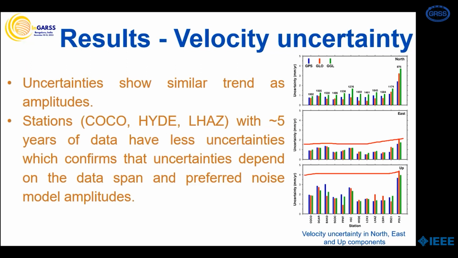Here we have shown the number of days of data used for processing in this analysis, for example 1902, 1505, and so on. We can observe that the stations with more than nearly 5 years of data, that is Coco, Hyderabad, and Lhasa, have less uncertainties. This confirms that uncertainties depend on the data span and the preferred noise amplitudes.